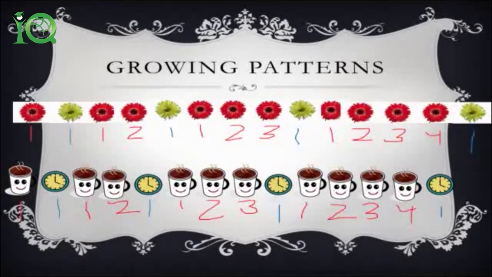We keep on going. So the next one that we would have 5 red flowers and then the green flower, because the 1 more added on to 4, so 4 plus 1 is 5.